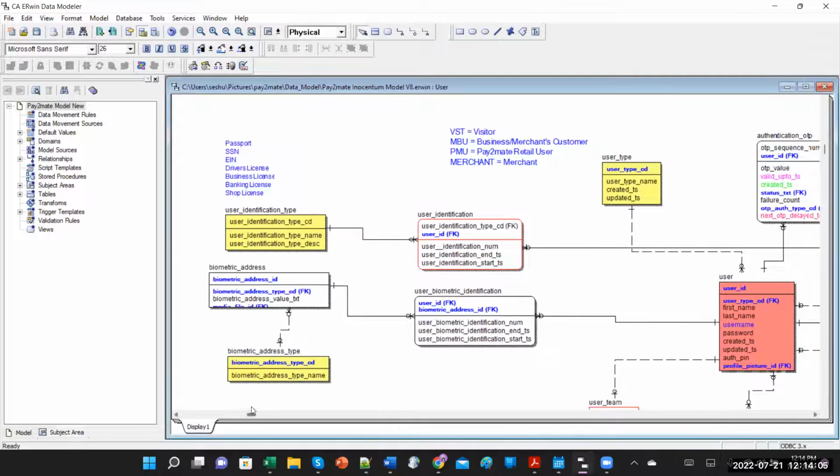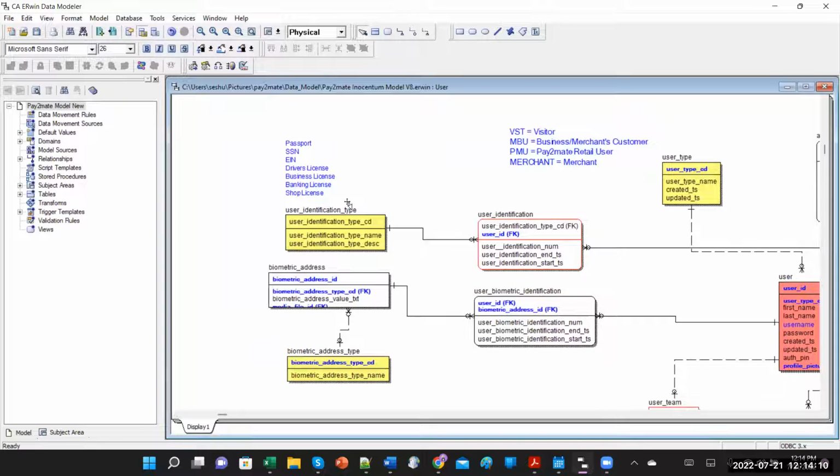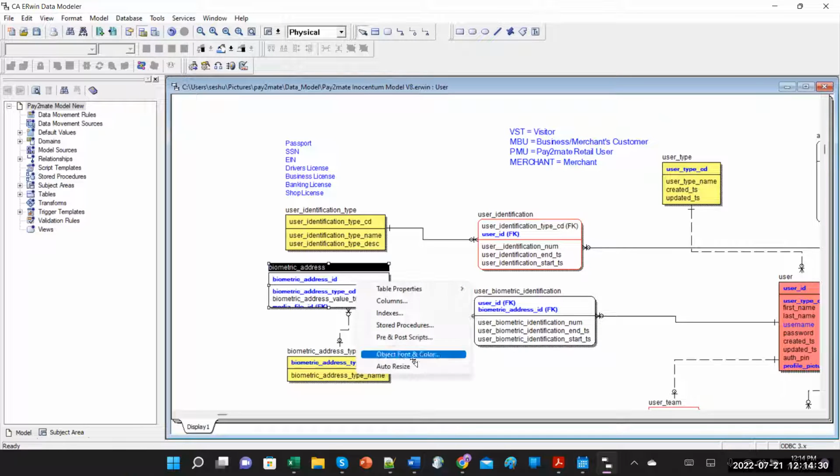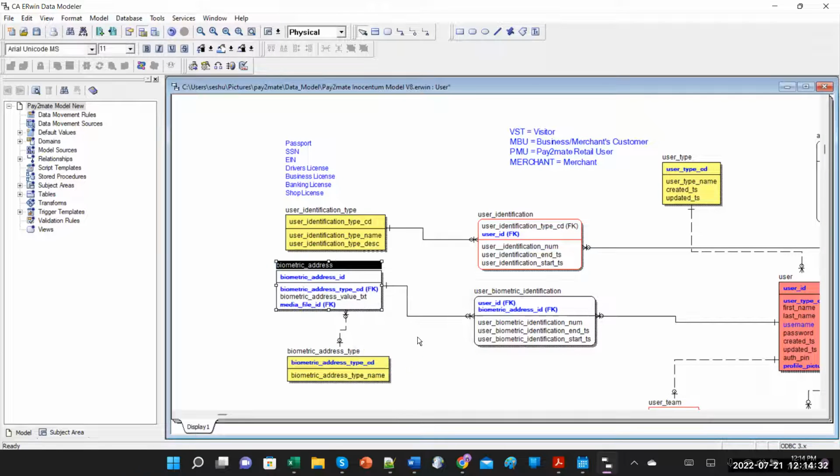The user identification is basically any type of identification. Let me show what the identifications are. It can be passport, SSN, EIN, driver's license, business license, etc. Each of those identifications will go through a KYC process. Later on you can ask them for it.